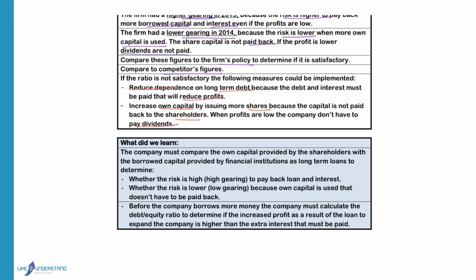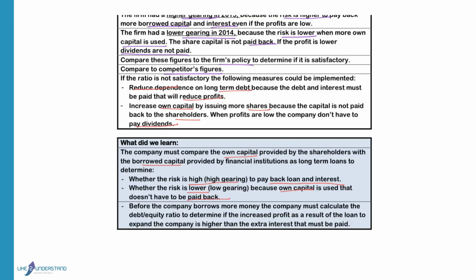The company must compare its own capital provided by the shareholders to the borrowed capital provided by financial institutions. When the risk is high gearing, it means that your loans are more in comparison to your equity, and you have to pay back the loan and the interest, so the risk is higher. When the risk is low gearing, it means that you use your own capital. It doesn't have to be paid back if there's not a big profit.